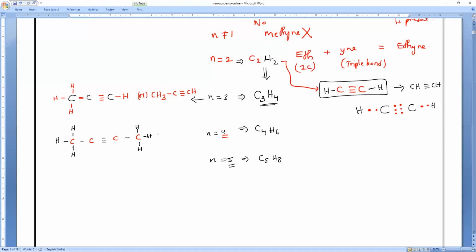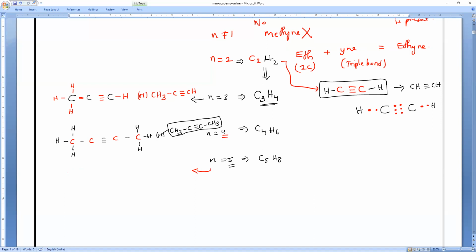So if you write the condensed formula, what will come? Condensed structural formula, everybody: CH3 single bond C triple bond C single bond CH3. Am I right, everybody? All of you understand? Clear? That is it. Next, n equals 5.